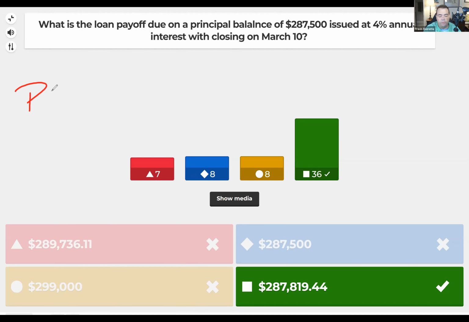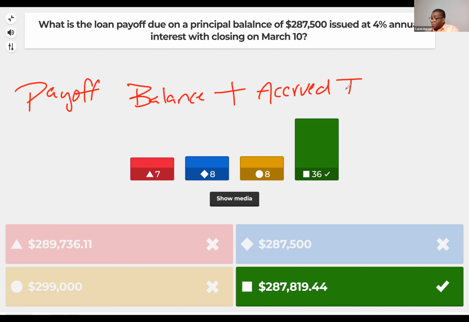A payoff is going to be the balance plus what? Accrued interest. And in this case, accrued interest is how many days? 10. How many days of accrued interest? 10 days, right?